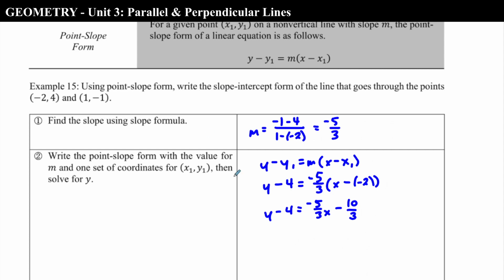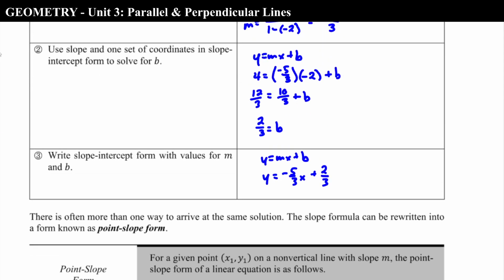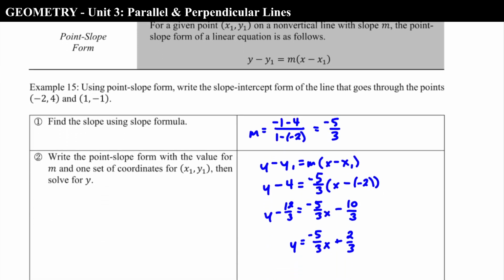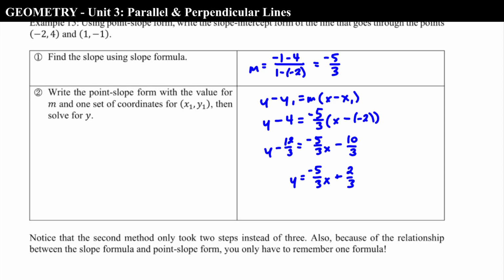And again, I am going to rewrite 4 as 12/3. So everything's in terms of thirds, so that when I add it to this side, I more easily get -5/3 x plus 2/3. And you'll find that this is exactly the same as what we got before, -5/3 x plus 2/3. Just a little bit more streamlined process in doing it. Notice that the second method only took 2 steps instead of 3. Also, because of the relationship between the slope formula and point slope form, you only have to remember one formula to do it this way.